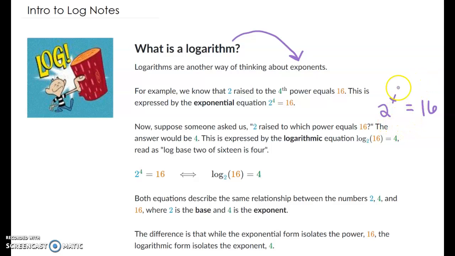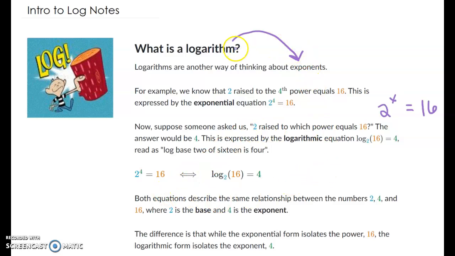Now we know from experience, based on different problems that we've done this unit so far, that when we're trying to solve for a variable in the exponent, it causes some issues for us because it's not as simple as just solving for it. We have to get that variable out of our exponent. Logarithms allow us to do just that.